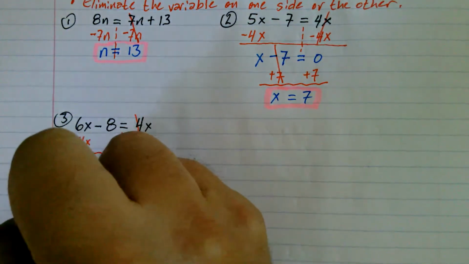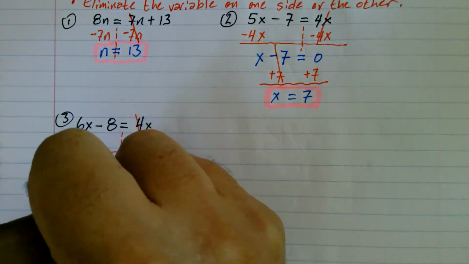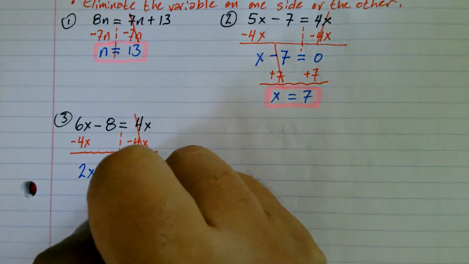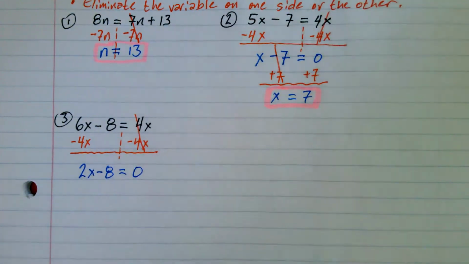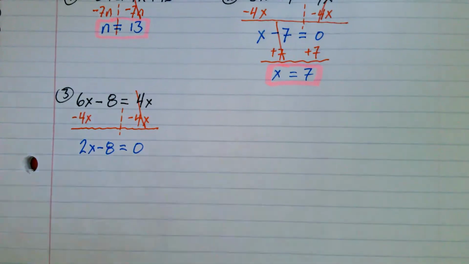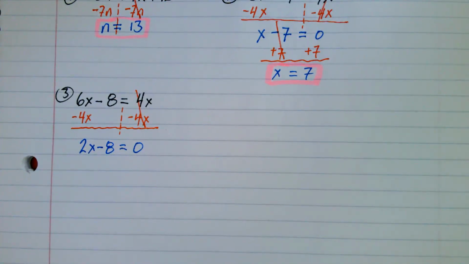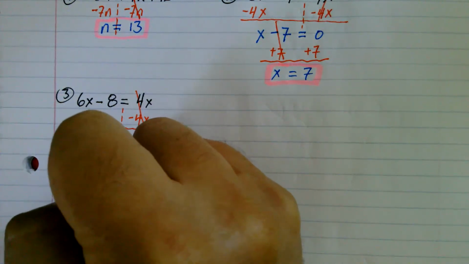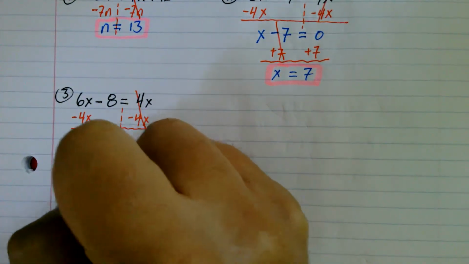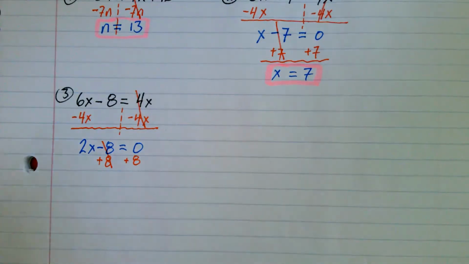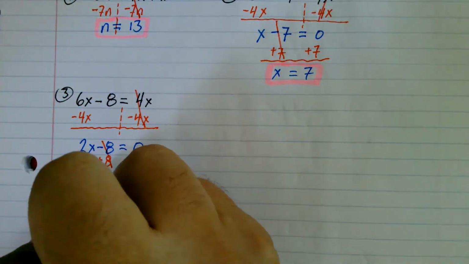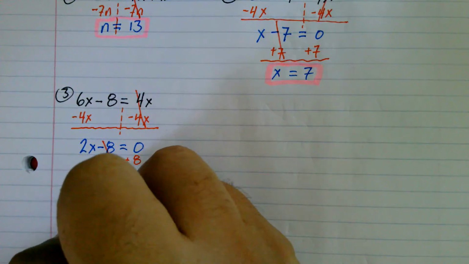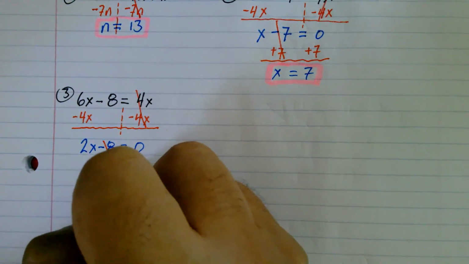6 take away 4 is 2. I get 2x minus 8 equals 0. What's my next move? It's a two-step equation at this point. Yeah, I want to get rid of the constant 8 or negative 8. So I put a plus 8. Okay. So that's going to give me 2x equals 0 plus 8. So that's 8.